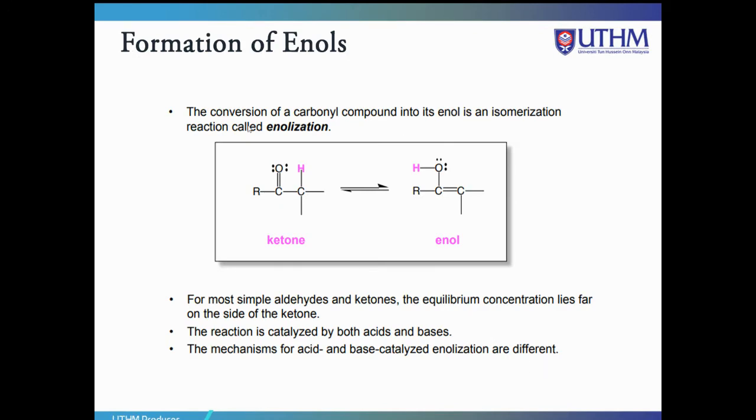Formation of enol. The conversion of a carbonyl compound into its enol is an isomerization reaction called enolization. The ketone being converted into the enol in this process is known as enolization. For most simple aldehydes and ketones, the equilibrium concentration lies far on the side of the ketone. The reaction is catalyzed by both acid and base. The mechanisms for acid and base catalyzed enolization are different.